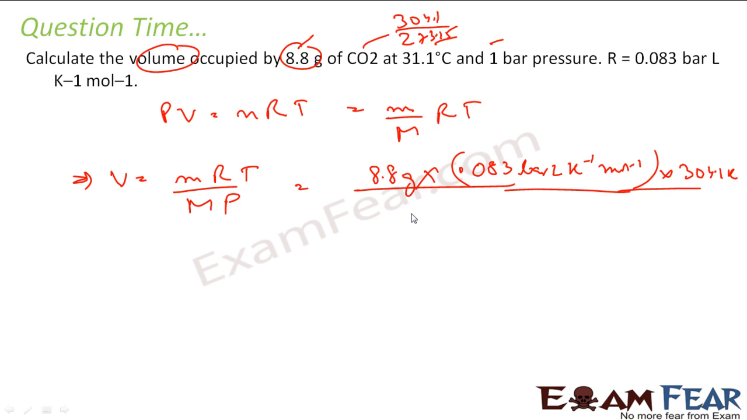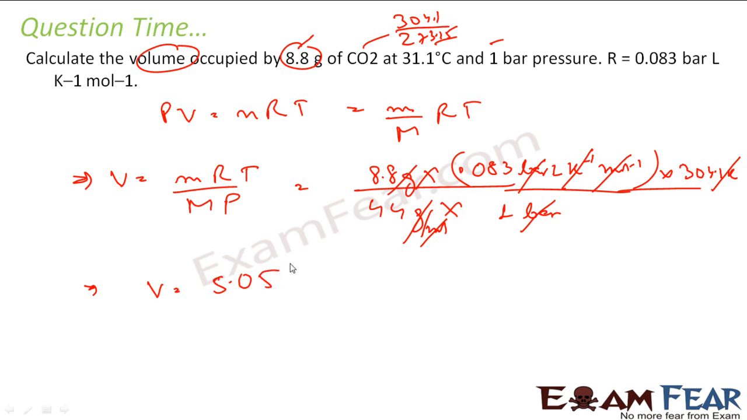Divide by M times P. So what is M? M is the molar mass, 44 gram of CO2, into P. P has to be in bar. P is given in bar, 1 bar. Now we'll cancel stuff, gram cancel, bar cancel, Kelvin cancel. Right? And this is gram per mole, I think. Yeah, gram per mole. So mole also gets cancelled. So what I get? Volume as, if you multiply this, you get 5.05 and the unit will be, what will be the unit? Liter. This is remaining. Liter. And that is the answer.